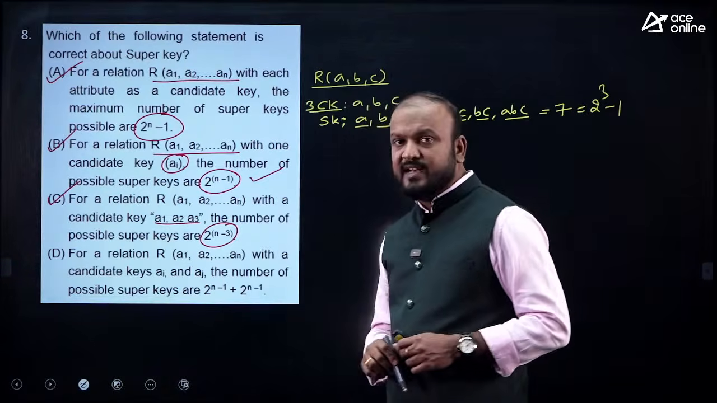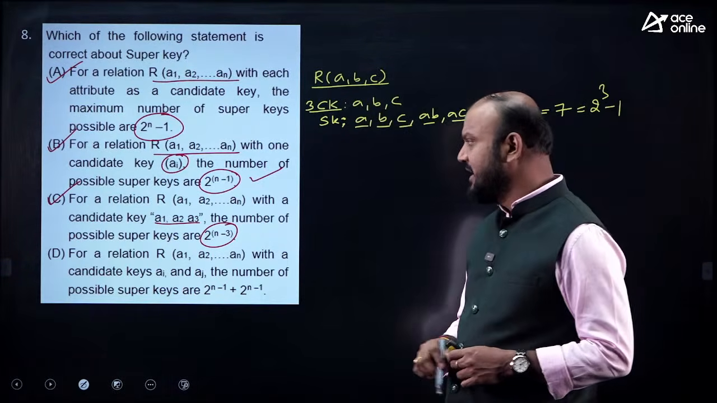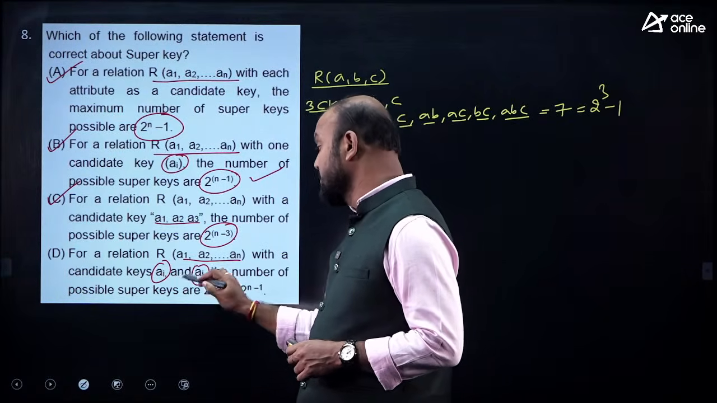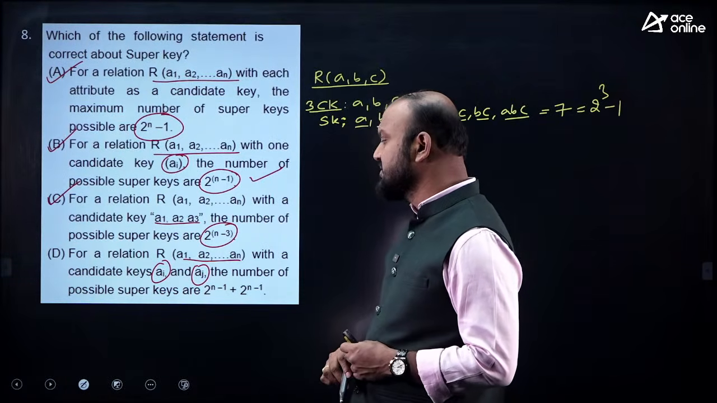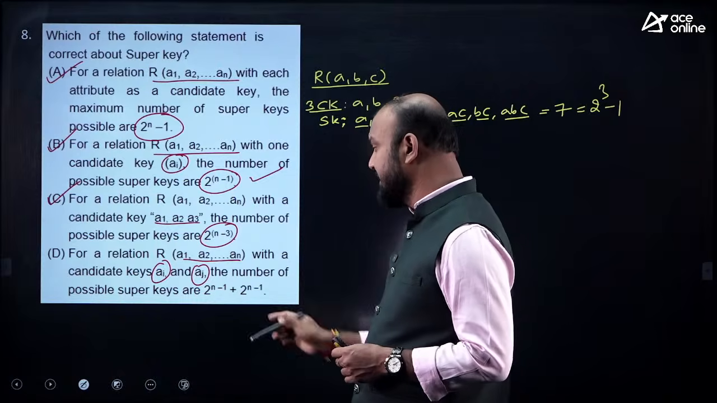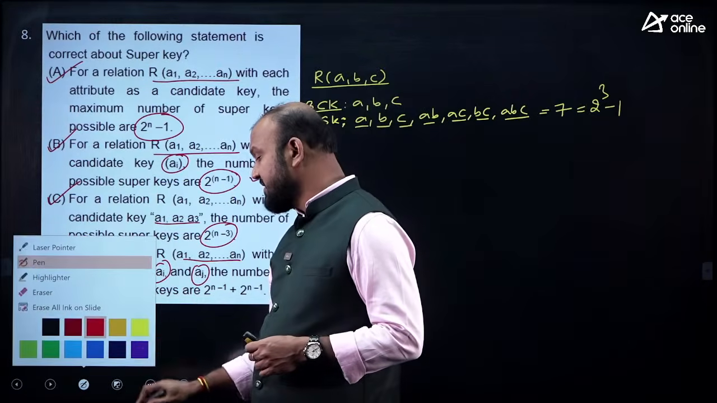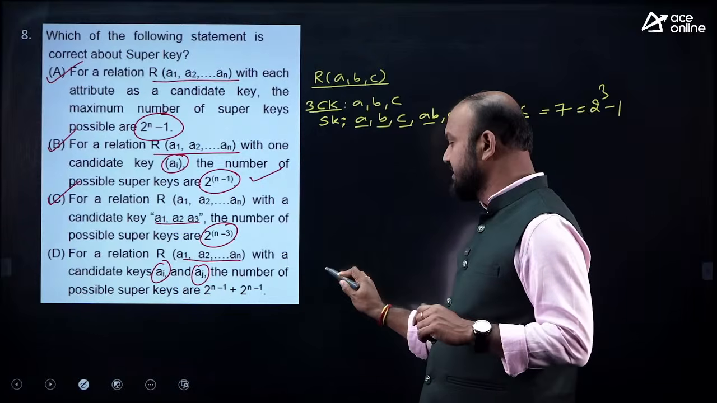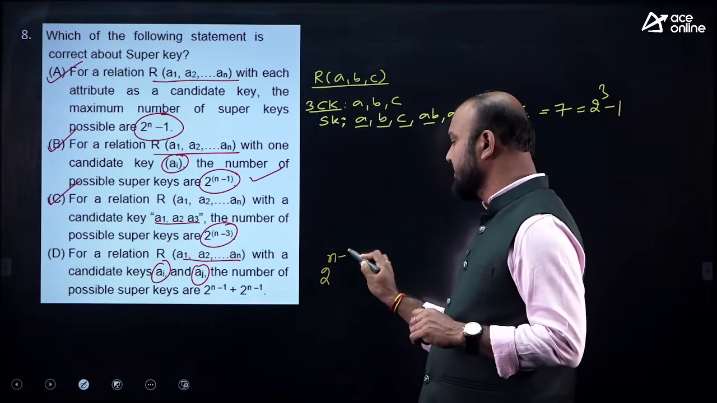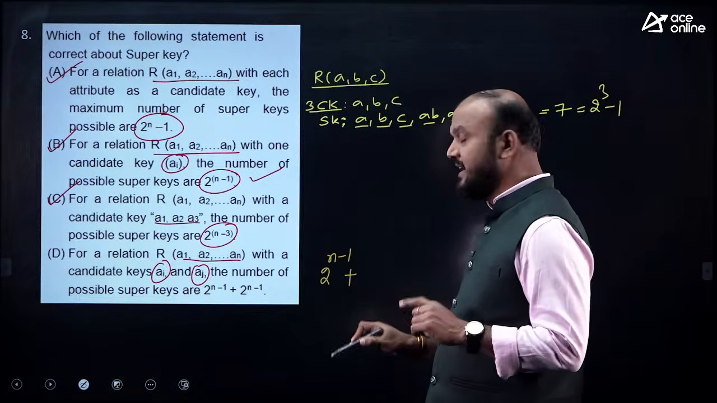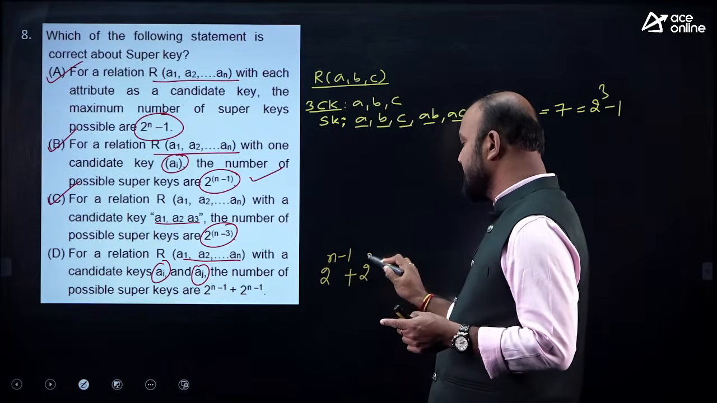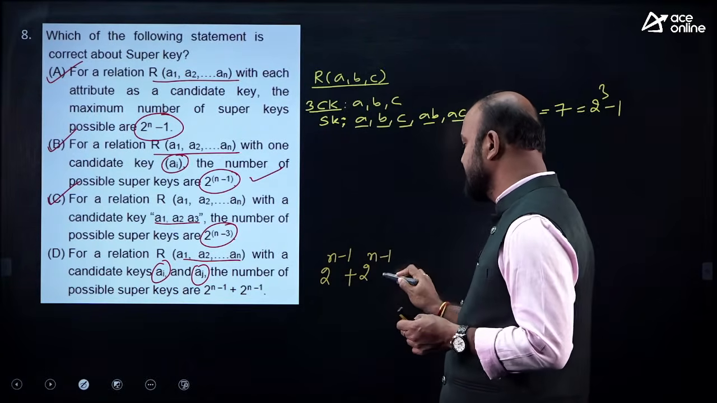For a relation R of A1 to AN with two candidate keys AI and AJ, what is the number of possible super keys? So how do you calculate super keys? If AI is a candidate key, the remaining attributes give 2 to the power of n minus 1, plus if AJ is a candidate key, the remaining attributes are n minus 1 attributes. So how many possibilities are there? 2 power n minus 1.